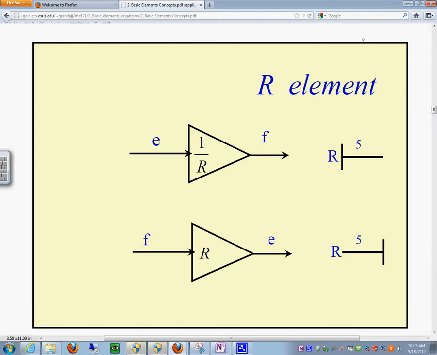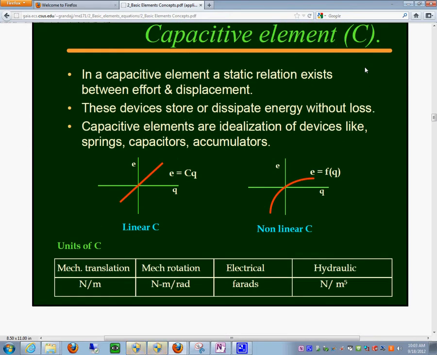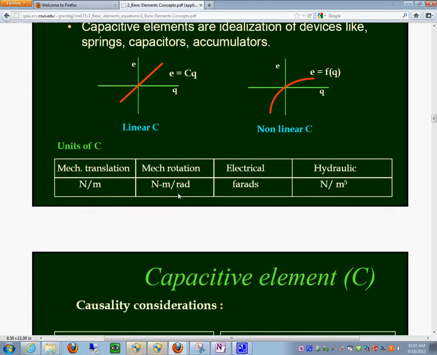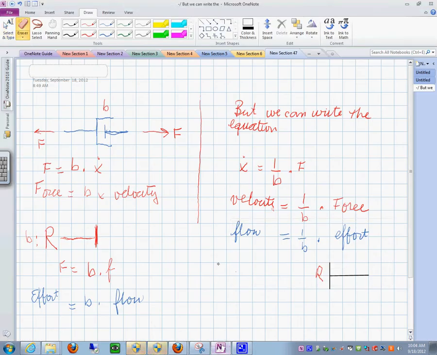Okay, let's go back now to the C element, which is the other element that I need to study. This is like the spring, you know. This is characteristics of these springs, capacitors, accumulators is the relationship between the variable E and Q. In other words, spring is like a capacitance element, like a spring. In fact, again, might be a good idea to do an example.